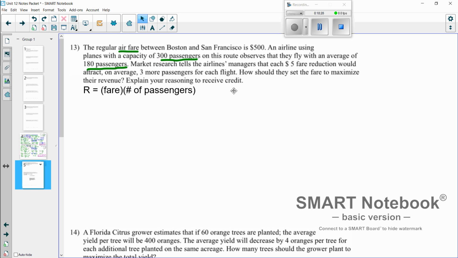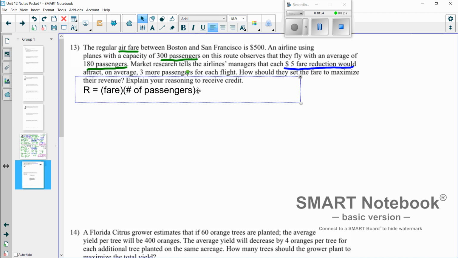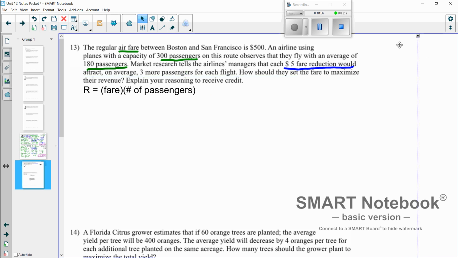But there's something that's affecting our revenue. It's affecting our fare and our number of passengers too. The number of reductions that this market research tells us about is affecting our revenue, so that is what we're going to take R with respect to. And our x here is going to represent the number of reductions. So x equals number of reductions.